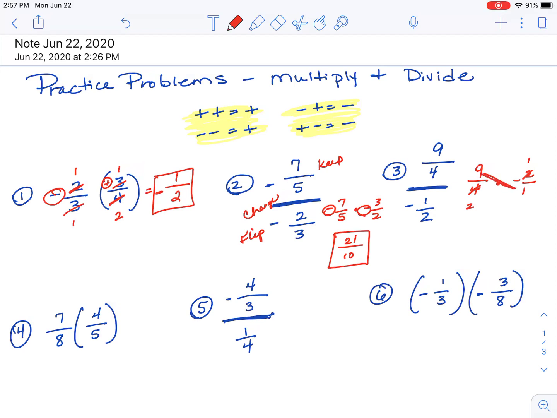Of course, when I look across this way, 1 and 9, 1 is as low as you can go, so you cannot cross reduce. So my answer is going to be 9/2. It is a positive multiplied by a negative, so it is a negative 9/2. And again, it is improper, but that's okay as long as it is reduced, and it is.